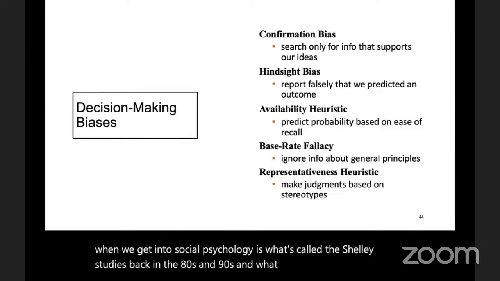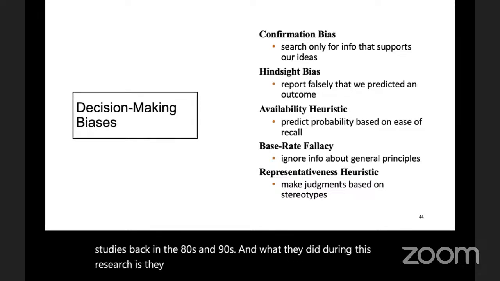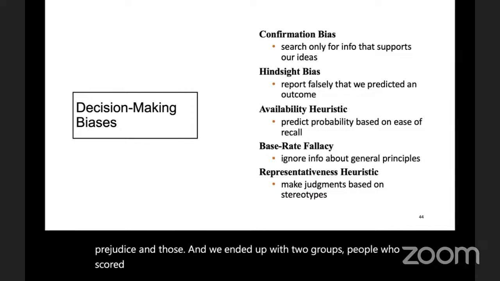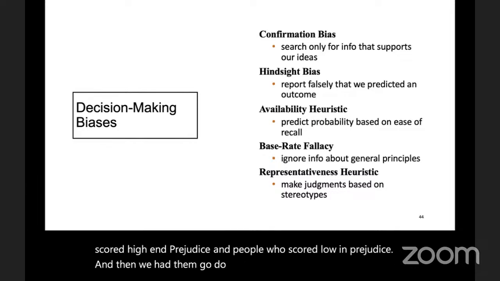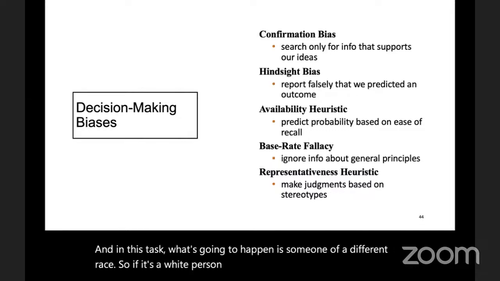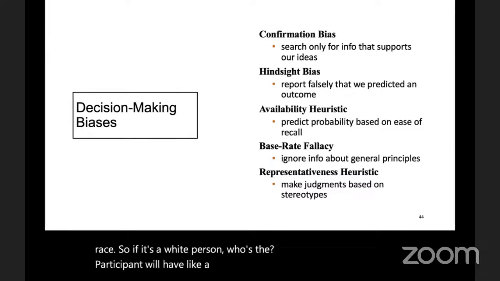What they did during this research is they gave a measure of negative stereotype, prejudice, and we ended up with two groups: people who scored high in prejudice and people who scored low in prejudice. Okay, and then we had them go do some type of task. In this task, someone of a different race, so if the participant is a white person, will have like a Black Confederate do something that requires help.